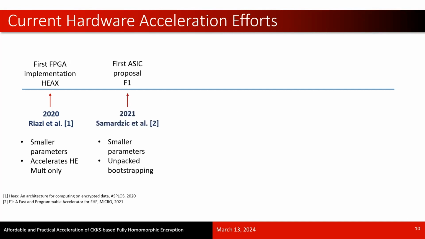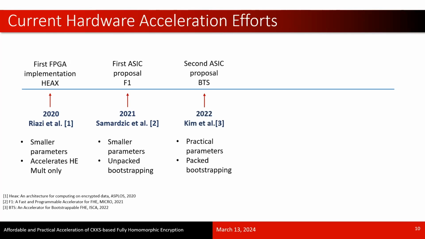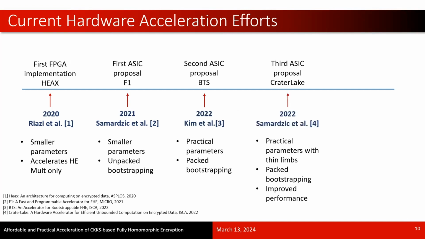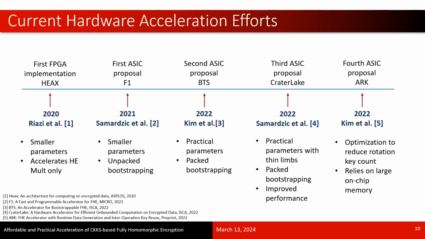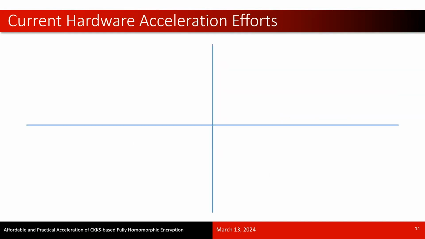And then in 2021, the first ASIC proposal, namely F1, got published. It implemented bootstrapping, but unpacked, in the sense that only one slot of the ciphertext was used. Then three other follow-up ASIC proposals came up that were using more practical parameters and performed packed bootstrapping as well. One thing to note here is that none of the ASIC proposals have been fabricated into a real chip as of now. Let's now spend a few more minutes comparing and contrasting these works.